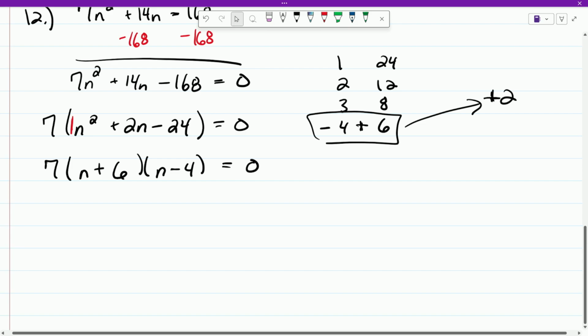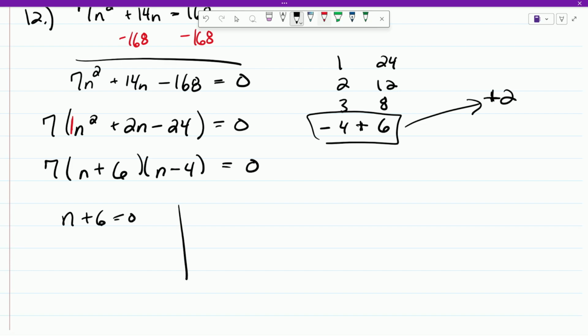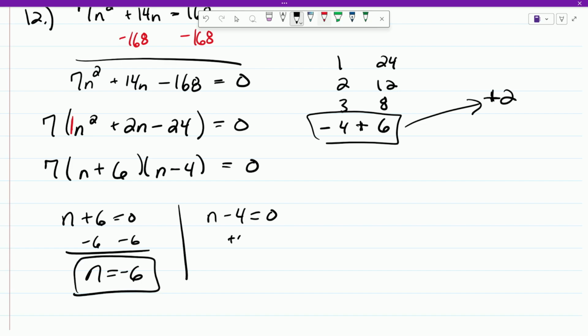Now that it's factored, we will set each one of these terms that contains a variable equal to 0 by using the zero product property. For the first solution, we subtract 6 from both sides. We get n equals negative 6. For the second solution, we add 4 to both sides to give us n equals 4.